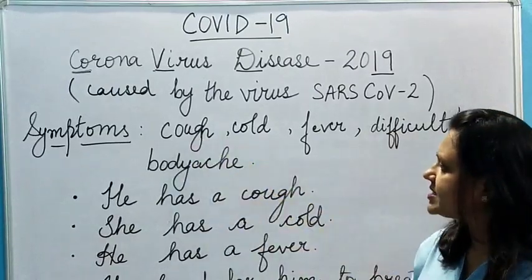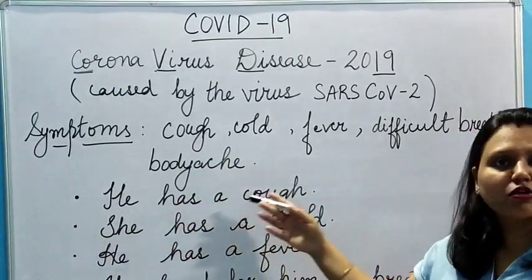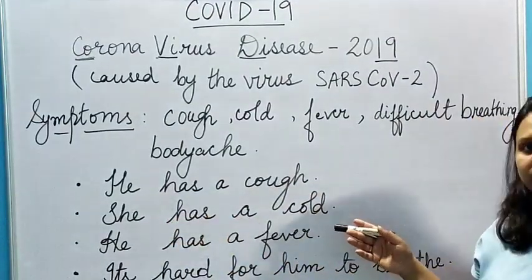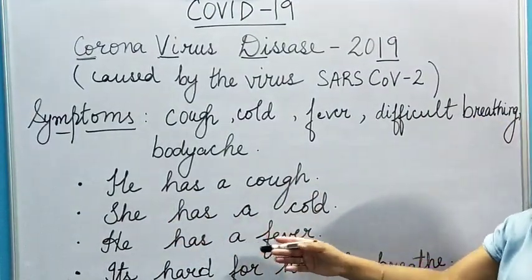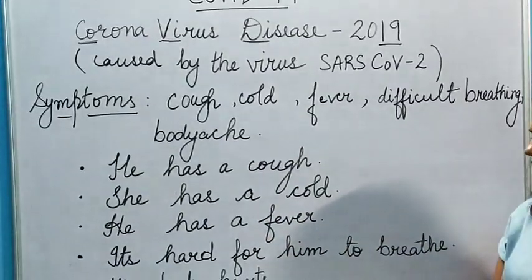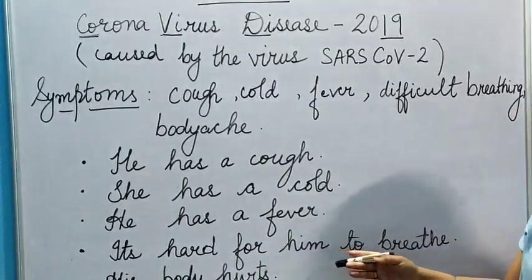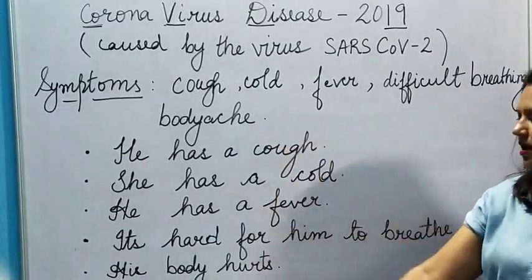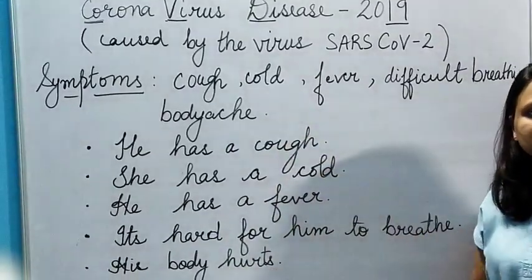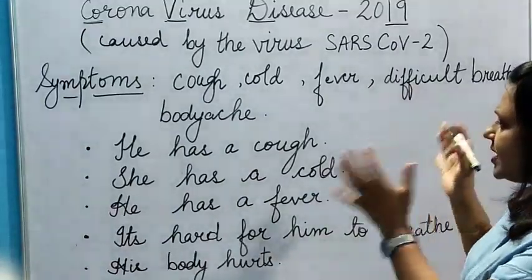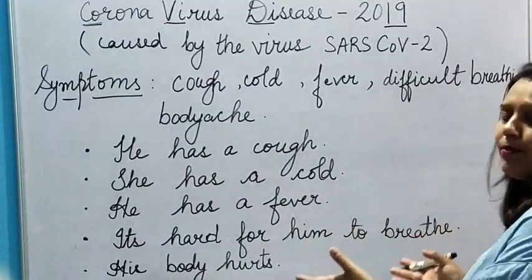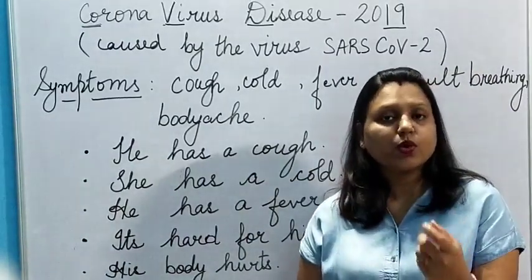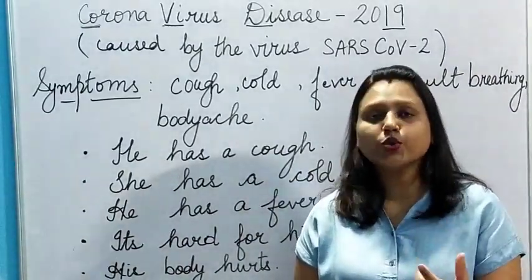For cough, we can say, he has a cough. She has a cold. He has a fever. It's hard for him to breathe. And for the body ache, you can say, his body hurts. So these are the sentences with the help of which you can express the symptoms which a person is showing regarding this disease, COVID-19.